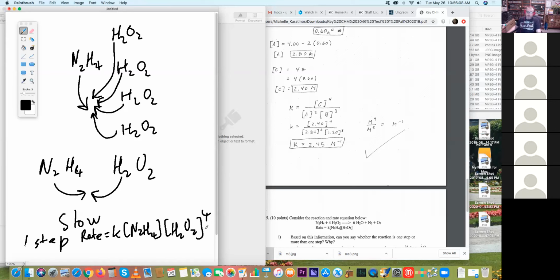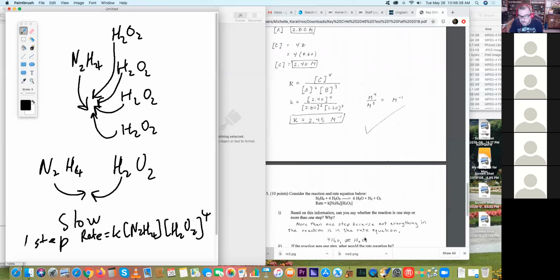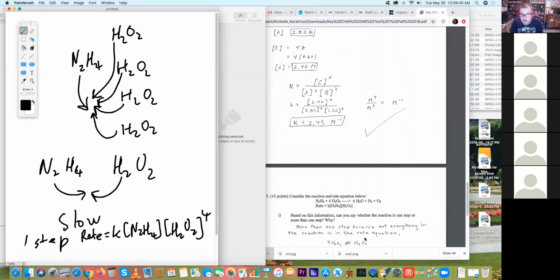Now, since it doesn't look like that, we know it's not one step. We know that there's a step that involves N2H4 and H2O2, but there must be a whole bunch of other steps that involve the other molecules we haven't talked about, the 3 H2O2s, for example, that are in the initial equation. So that's how we know it's going to be more than one step. Bottom line, not all of these reactants are in the rate equation. That's how we know number one. Not everything in the reaction is in the rate equation. Any questions about number one there?